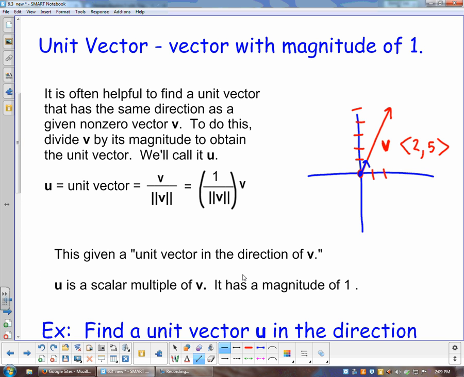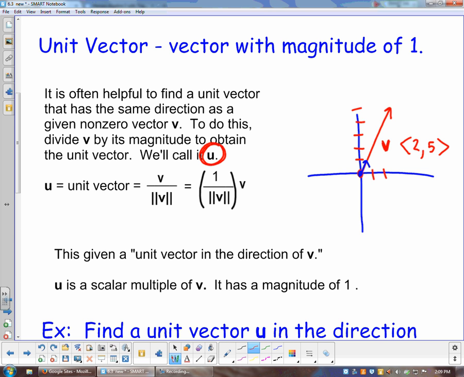Okay, let's now talk about what a unit vector is. A unit vector is a vector with a magnitude of 1, and it is often helpful to find a unit vector that has the same direction as a given non-zero vector v. So to do this, you're going to divide vector v by its magnitude to obtain the unit vector. And we often call the unit vector vector u, boldface u.